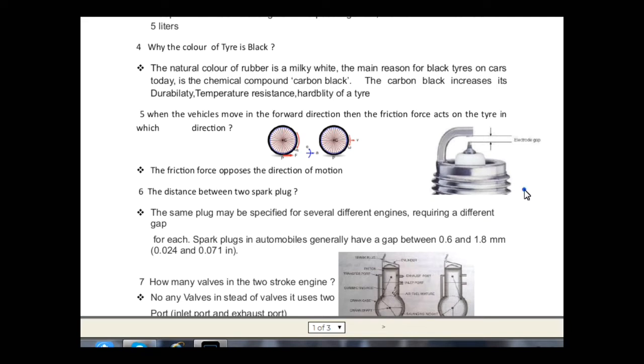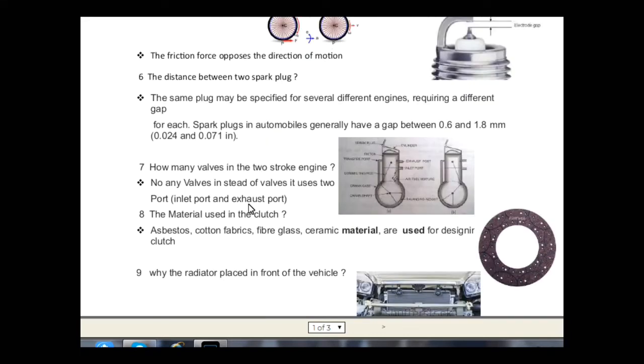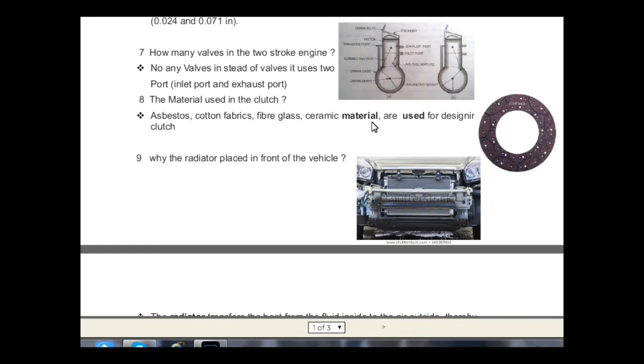The next question is, how many valves are there in a two-stroke engine? There is no valve in a two-stroke engine, because instead of valves we use ports, which are an inlet port and an exhaust port. Here you can easily see an exhaust port and an inlet port.